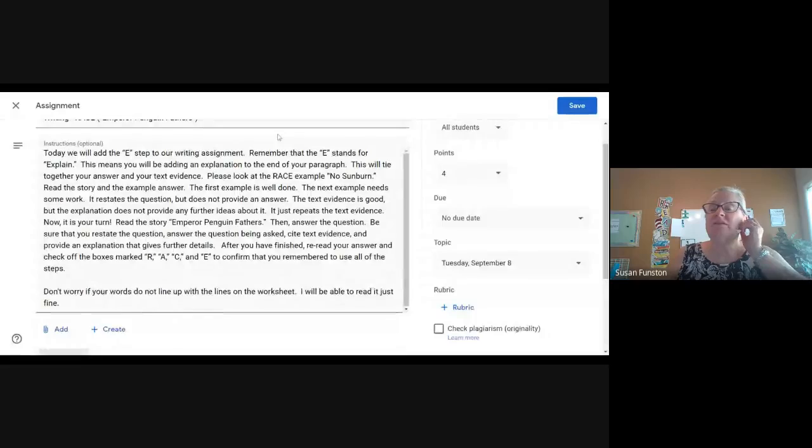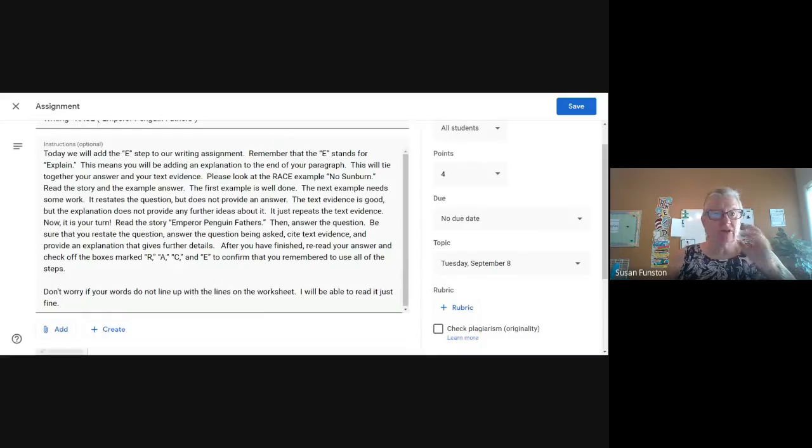Okay. So today, as our instructions say, we're going to add the E step to our writing assignment. So we have done R, which was restate the question, A, which was answer the question, C, which is cite our text evidence, and now we're going to add E, which stands for explain. So you will be adding an explanation or some more details about your answer in your paragraph. So this will tie together your answer and your text evidence.